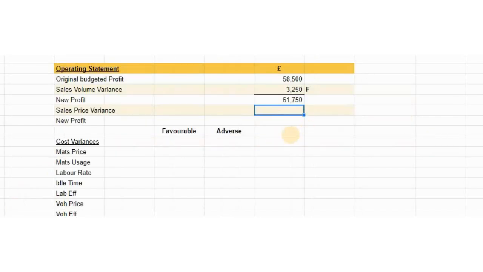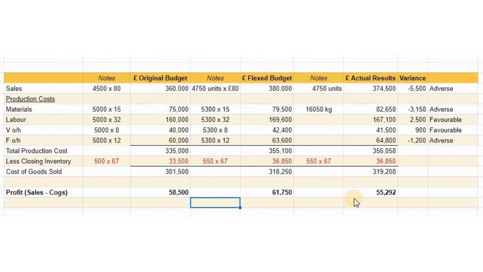So I'm going to put the 5,500 into the sales price variance row. It is adverse, which will give us a new profit of 56,250, which isn't the correct profit at the moment because the actual profit was 55,292. We need to look at the other variances first.